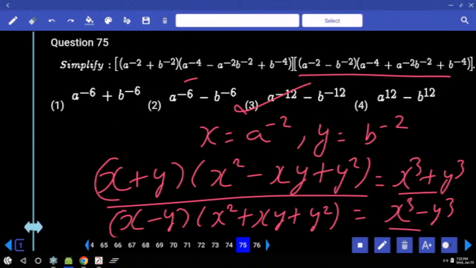Assume x as a power minus 2, y as b power minus 2. This will be very easy for you. Is it clear? Do you understand the question? The a cube minus b cube formula is a minus b into a square plus ab plus b square. The a cube plus b cube formula is a plus b into a square minus ab plus b square. Here also it is the same. x cube plus y cube is x plus y into x square minus xy plus y square. x cube minus y cube equals x minus y into x square plus xy plus y square. Basic algebraic identity. Okay, then we'll sign off. Thank you.